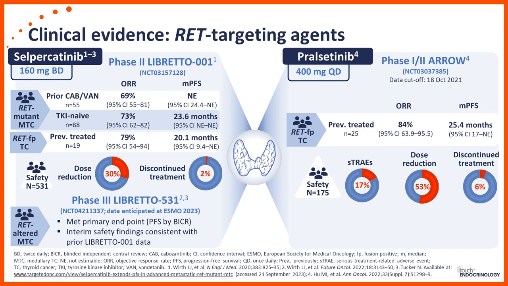Now, because this was such an exciting agent, it was then studied in a phase 3, which is a larger trial that randomized selpercatinib to the standards of care, either cabozantinib or vandetanib, in the medullary thyroid cancer setting. And that data actually is coming out at ESMO very soon. So I really would point you to that.